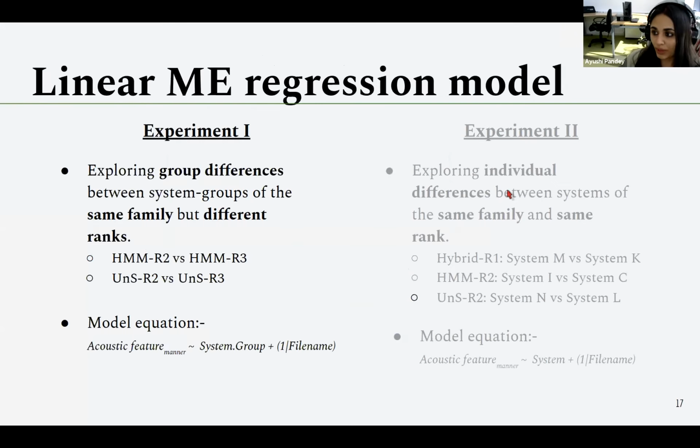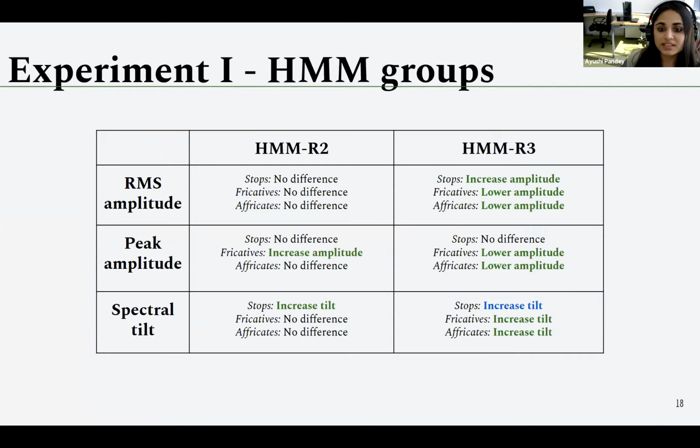Okay, so let's begin with experiment 1. To begin with, we see the results of experiment 1 when we are comparing high scoring R2 versus low scoring R3 HMM groups. The features found most contrastive are RMS amplitude, peak amplitude, and spectral tilt. As you can see on your left, HMM R2 does not show significant differences from the natural voice in terms of RMS amplitude and in most cases of the peak amplitude. However, HMM R3 shows a lowering of amplitude in most of the contexts. In the third row, we see an important feature, spectral tilt, which shows no or moderate difference from natural in HMM R2, but a significant increase in HMM R3 in all the cases.